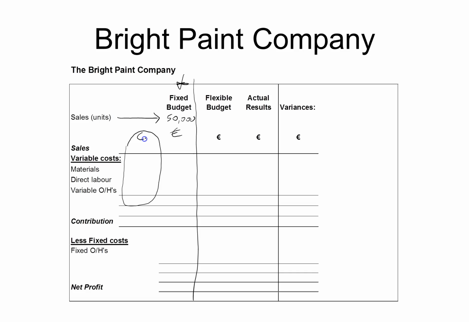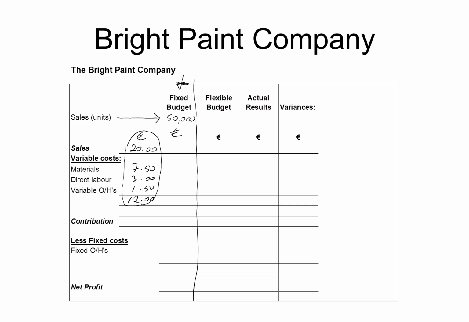So we have, again, a little heading for euros. We've €20 there as the selling price per unit. We have material cost of $7.50 per unit, direct labour €3 per unit, and the variable overheads $1.50 per unit. That gives a total of €12.